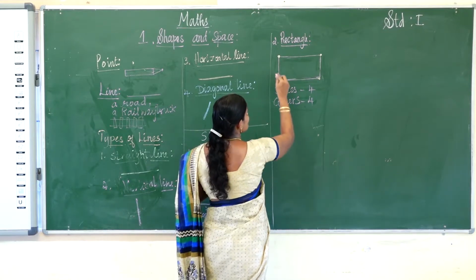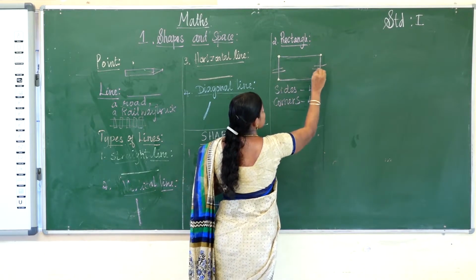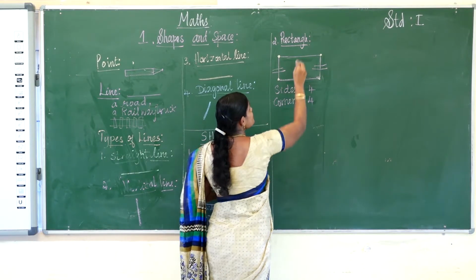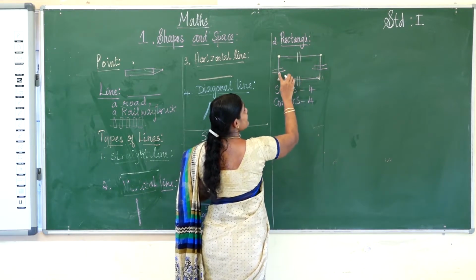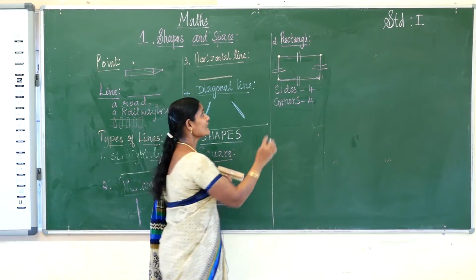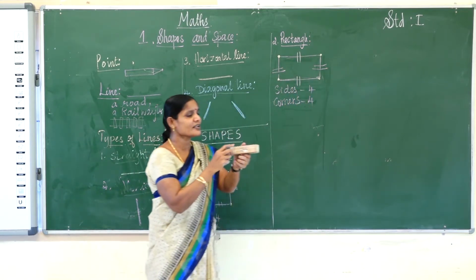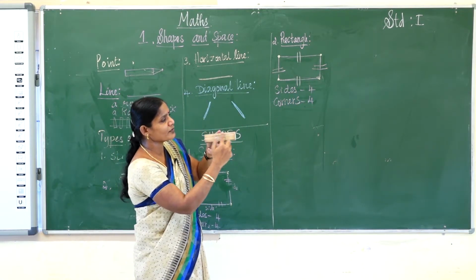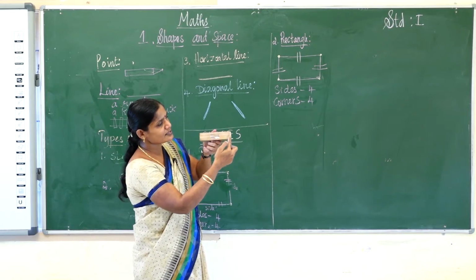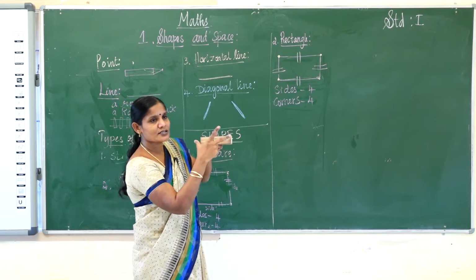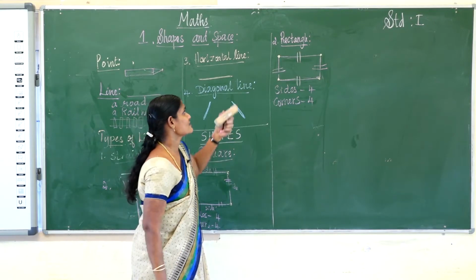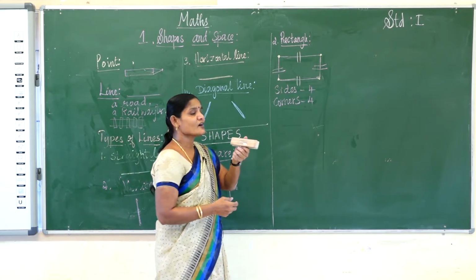These two sides are equal. These two sides are equal and these two sides are equal. How to see these two sides are equal? Just as these two are equal in length, look at this side, these two are short. These two sides are equal. This is the example of the rectangle.